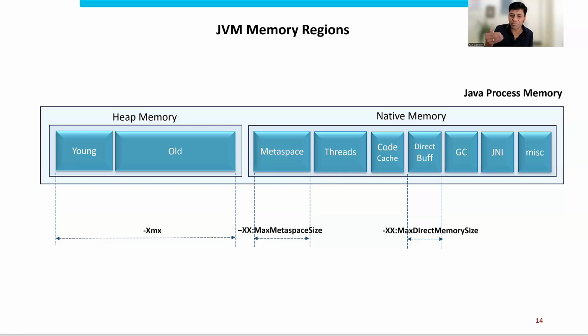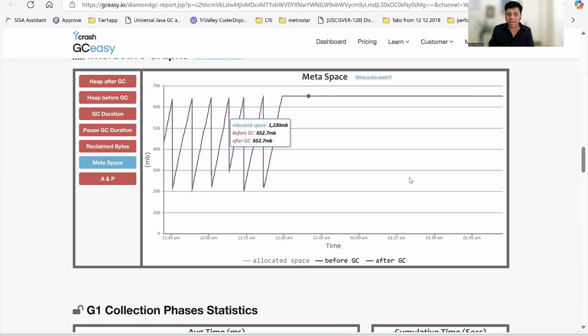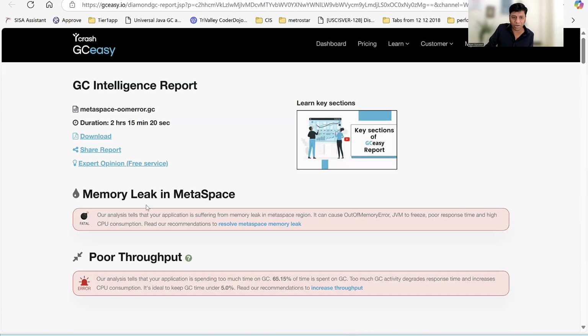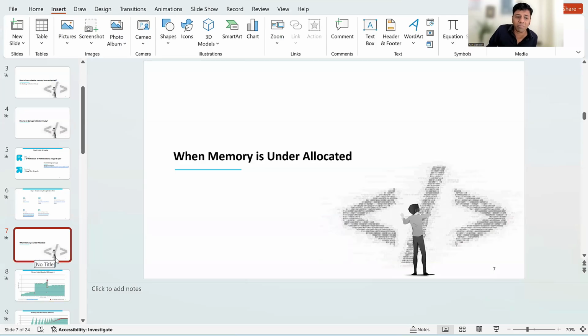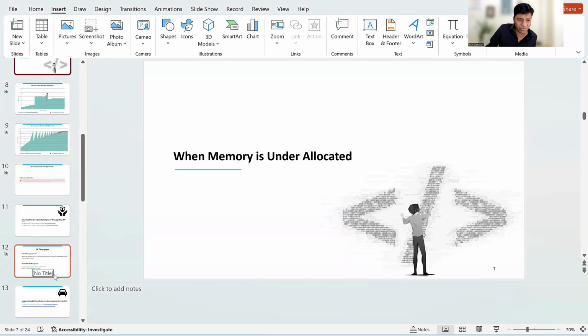That's what this customer was facing. They had sufficient memory in Xmx, but the metaspace was under-allocated. Since the metaspace was under-allocated, the GCs kept on running. When those kind of allocations happen, you're going to see these consecutive full GCs reported. And it also raises a warning, see here: there is a problem in metaspace, address that. Once they addressed this, the response time went back up significantly.